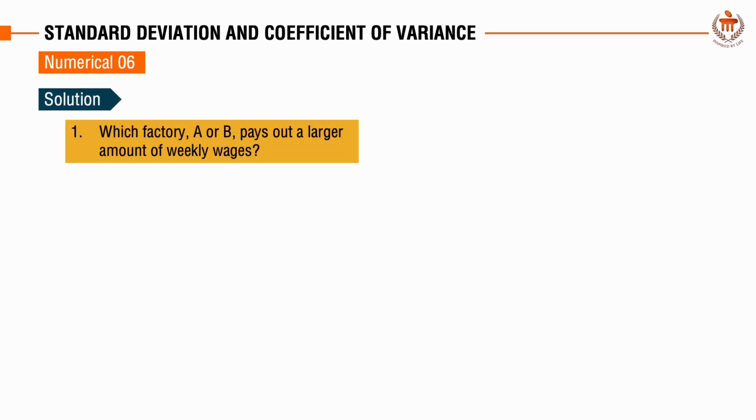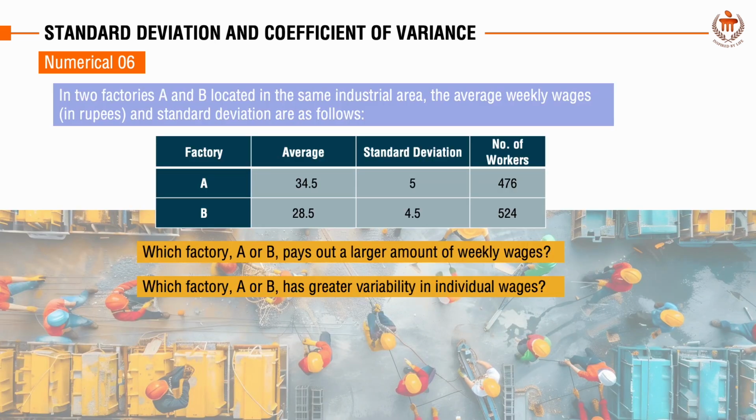We calculate the total wage paid by factory A. For that, we multiply the arithmetic mean given for the factory by the number of workers given for factory A. As you see in the question, the average of factory A is given as 34.5 and the number is given as 476. When we multiply the average by the number of workers, we get the total weekly wage of factory A. Similarly, when we multiply 28.5 with 524, we get the total weekly wage for factory B.